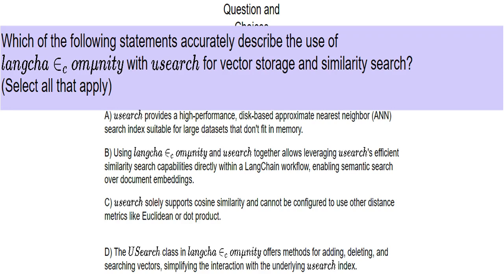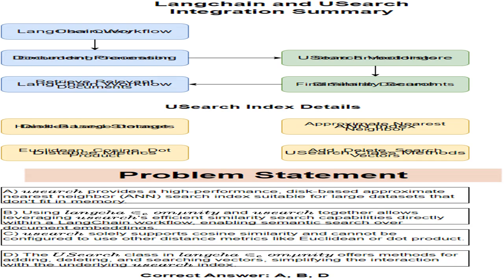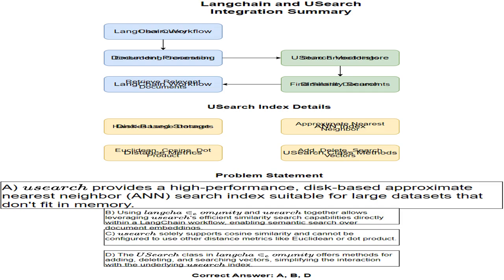The question is asking you to identify which statements correctly describe how langchain_community and USearch work together for storing vectors and finding similar ones. It's testing your understanding of their capabilities and limitations. Choose all the options that apply. Now, let's look at the problem statement itself. It sets the stage for evaluating 4 statements related to the integration of langchain_community with USearch. Let's consider statement A.